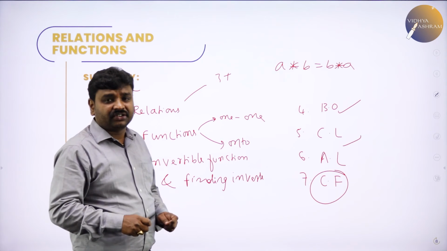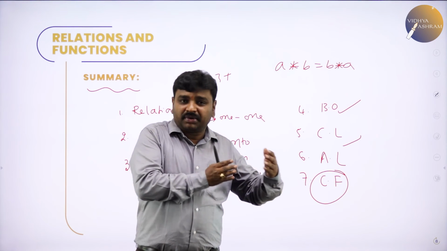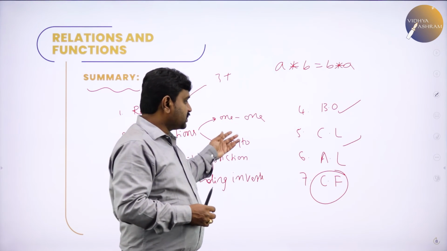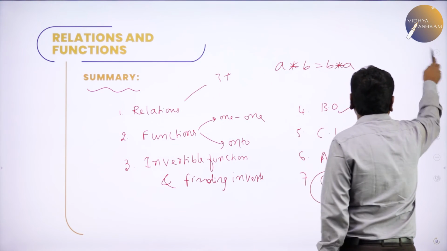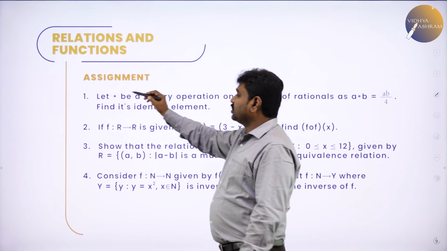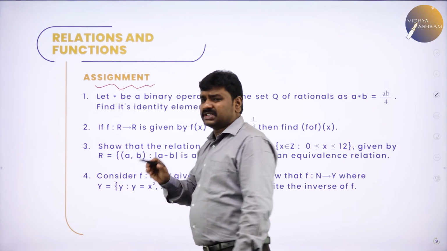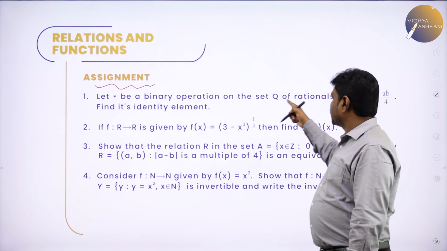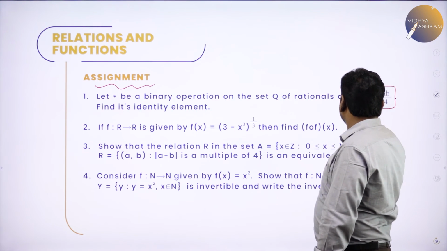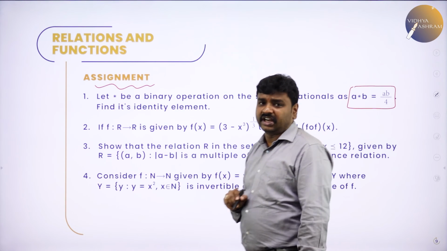11 marks is the weightage, as I told you. Please sit and revise and become thorough, and we will discuss some other concepts, but I am giving a simple assignment. I am asking you to do this assignment. The assignment is set according to the model paper. I have asked this question, let star be a binary operation on the set Q, a star b is equal to ab by 4 and find identity element.